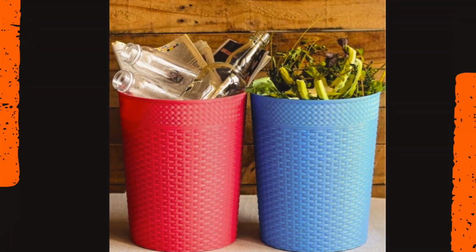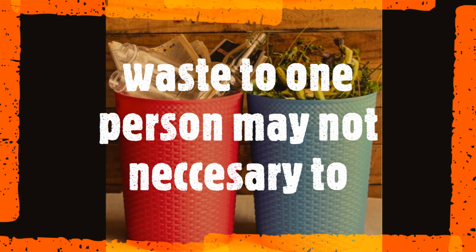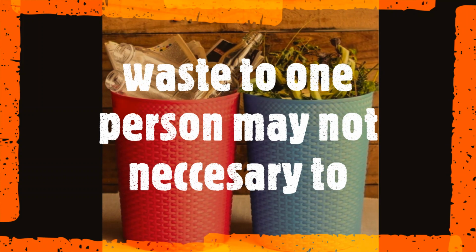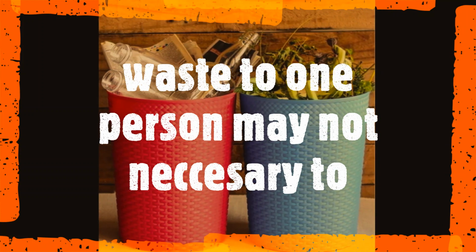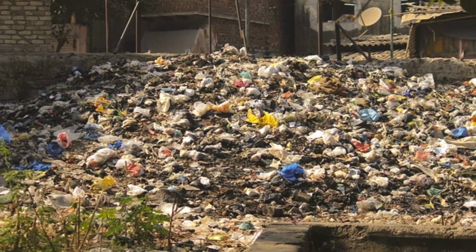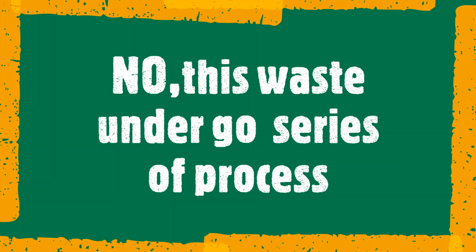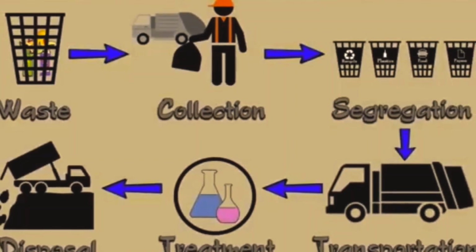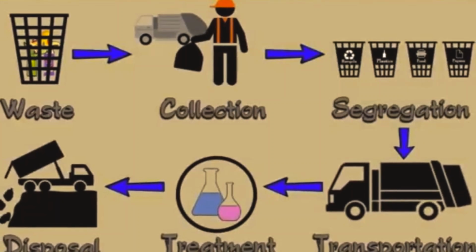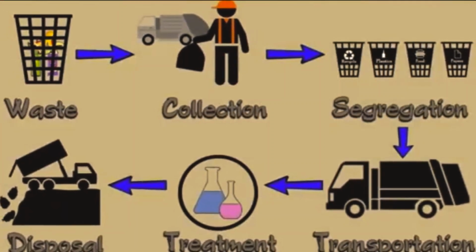Also, waste to one person may not necessarily be waste to another person. We normally get rid of the waste generated at home by keeping our bins outside the house, right? But is that the end of it? No. The waste undergoes a series of processes, right from its collection, segregation, and transportation. Some wastes are even treated and then finally disposed of.